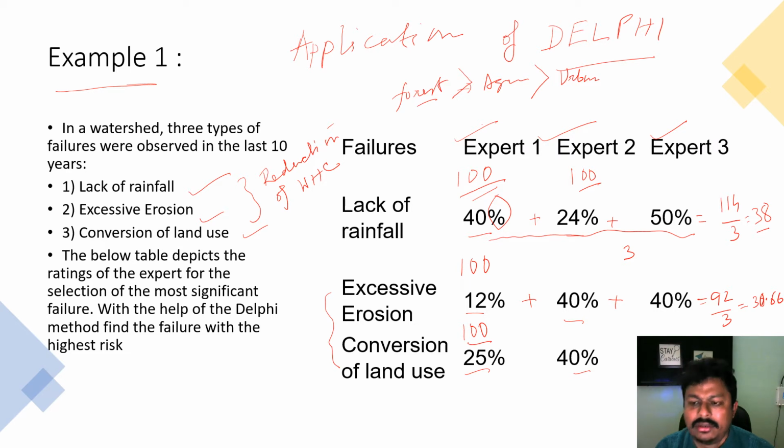30.66. And this will come around, suppose 75 plus, I think it is more or less 20%. So 95 by 3. So it will become 31.66.